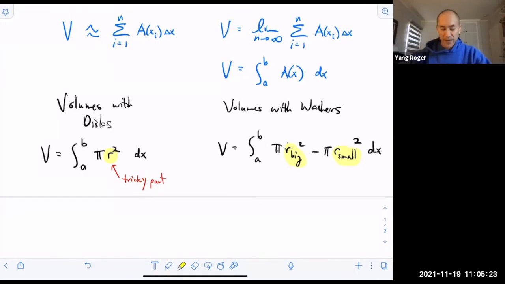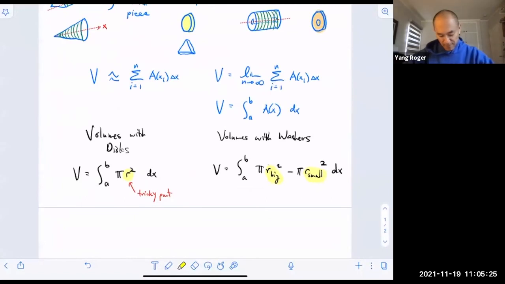So I hope this makes sense, because this is the area of a circle formula, and we're taking the area of a circle times a little bit of thickness, right? Area times a little bit of thickness. This is a circle with a hole in it. So when you look at this area formula, how do you describe the area of a circle with a hole in it? Well, you take the area of the big circle and you subtract the area of the small circle. So none of this is surprising.